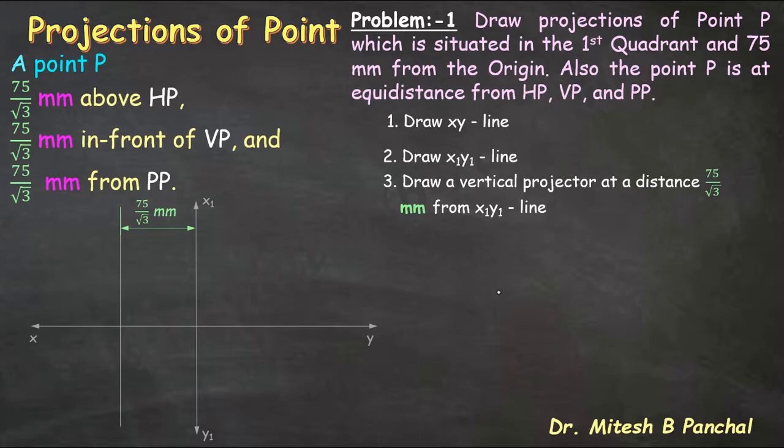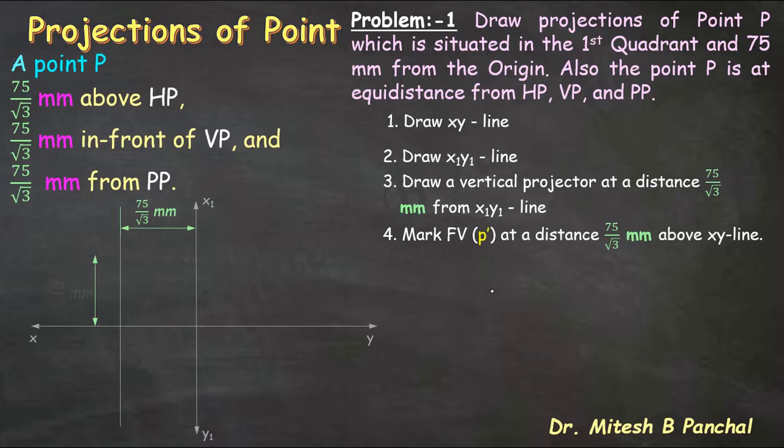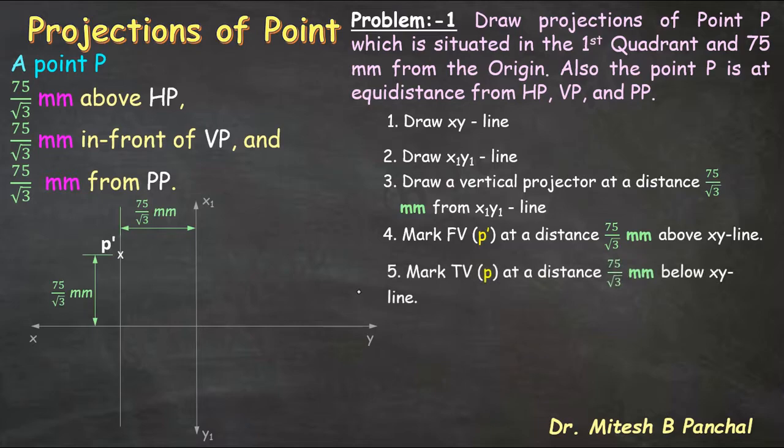Now we know the position of front view, that is again 75 mm by root 3 mm above XY line, as point P is in first quadrant. So P dash will be 75 by root 3 mm from XY line as well as 75 by root 3 mm from X1 Y1 line. Similarly, we can mark the top view, that is point P, the small p, at a distance 75 by root 3 mm below XY line.